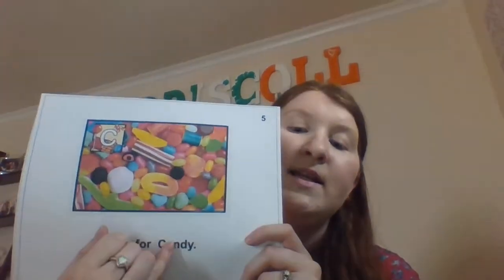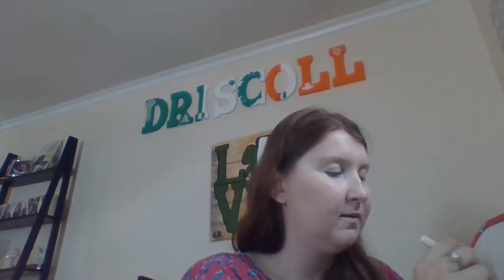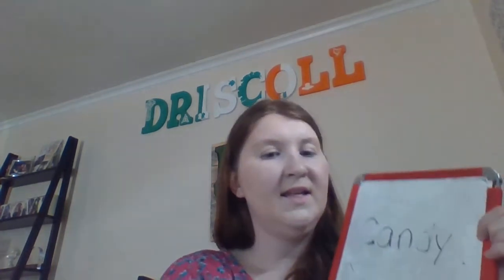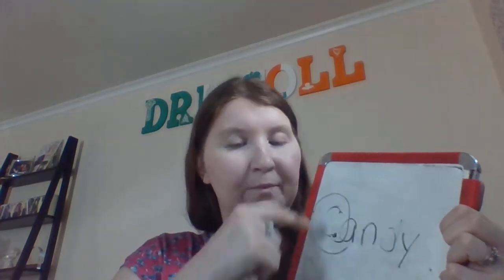C is for candy. This is our candy. It looks pretty cool. This is the picture Miss Caitlin found of candy. Where is the candy, boys and girls? Oh, nice job. This is the candy. All right, Miss Caitlin is going to spell candy with an uppercase C. Candy. C-A-N-D-Y spells candy. Miss Caitlin is going to circle the uppercase C for candy.